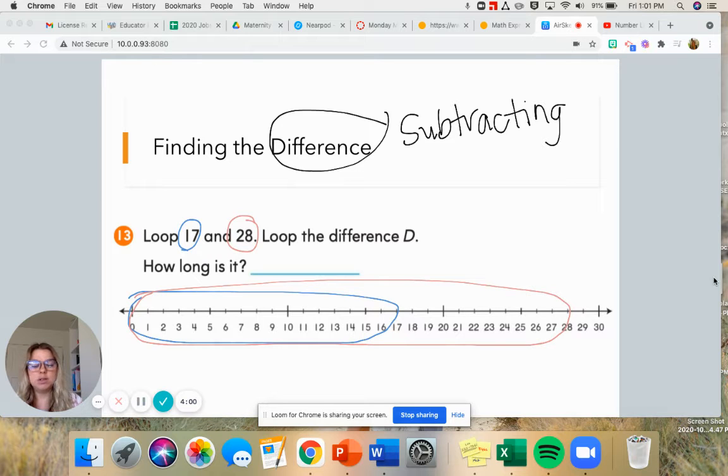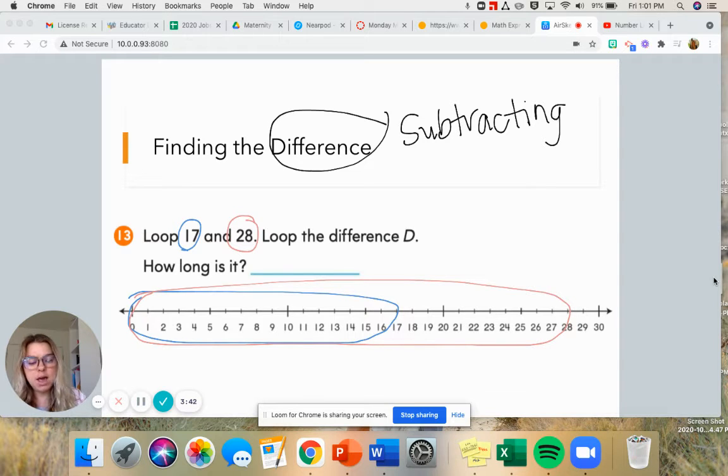Now, the next part says loop the difference D. Well, I know difference means subtraction. It's the answer to a subtraction problem. So I know I'm going to have to do some subtracting, and I have two numbers here. I have 17 and I have 28.